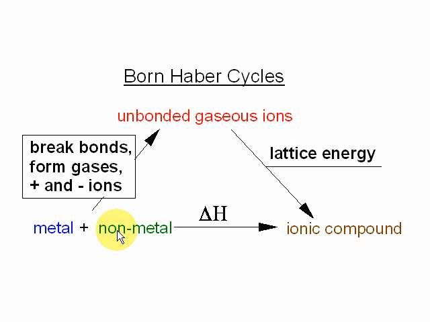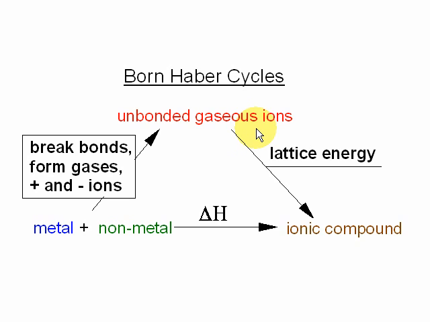and the non-metal, to the unbonded gaseous ions, we need to break all the bonds in the metal, break all the bonds in the non-metal, form gases, so for a metal to go from a solid to a gas, for a non-metal that might not be necessary, and form positive and negative ions. So the metal will lose electrons and become positive, the non-metal will gain electrons and become negative.